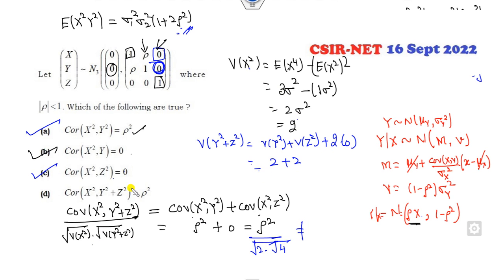No sorry, the covariance is twice. I derived that this covariance is twice, so again it is not equal to rho square. So this option is cancelled. A, B, C are the right answers.